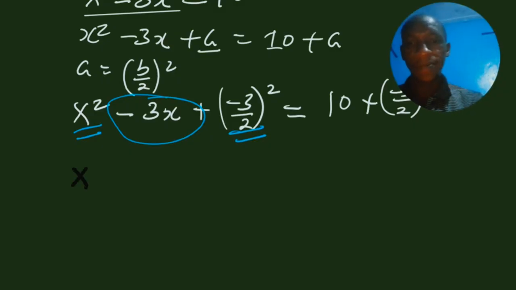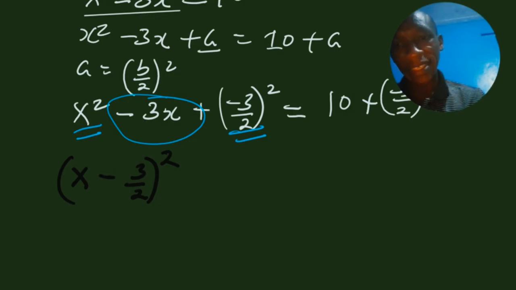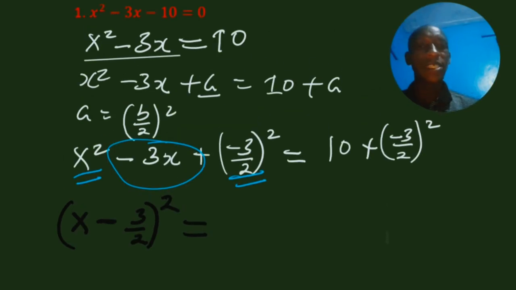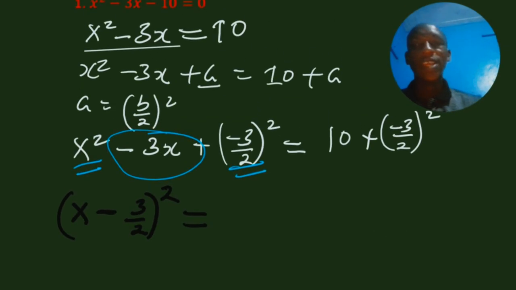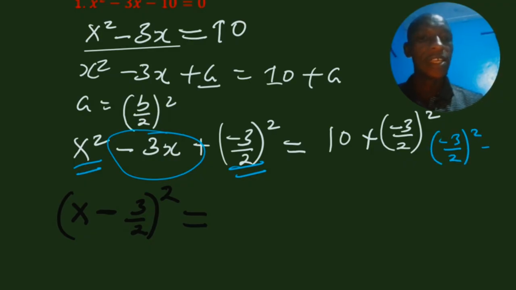So x was squared and negative 3 over 2 was also squared. Put them in one bracket and square. So this will just mean x minus 3 all over 2, squared. Then equate this to the right side, which you have to work out. Now you understand that negative 3 over 2 squared is the same as negative 1.5 squared, and if you take negative 1.5 and square it, you should get positive 2.25.